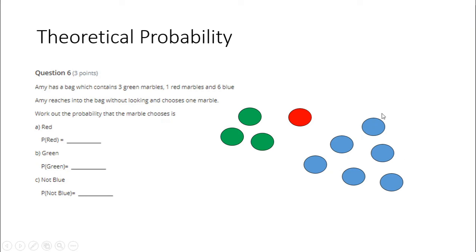3 plus 1 plus 6 makes 10. So the probability that it's red is either a fraction of 1 over 10, or if you convert it to a decimal, 0.1.